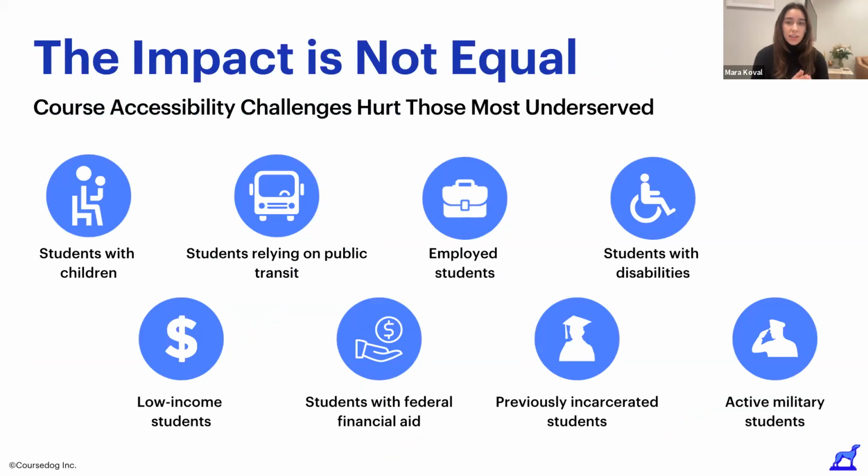So while course accessibility challenges impact all students, we know they have an outsized impact on the most underserved student populations. We could probably talk about this slide all day long, so I'll just go over a couple of examples. I know many administrators are worried about employed students being able to access the courses they need while also balancing their jobs. Will these students be able to take all the courses they need either before or after they go to work? These students often can't afford to be on campus all day and have their classes spread out over 7 or 8 hours.